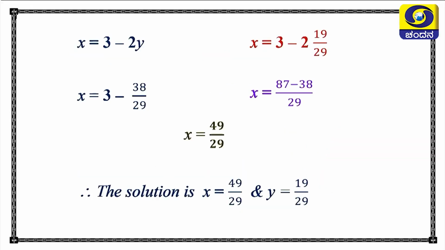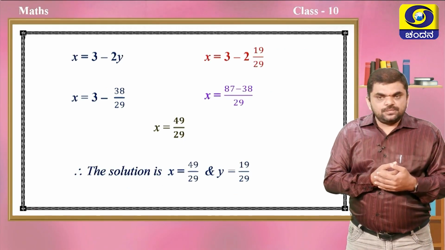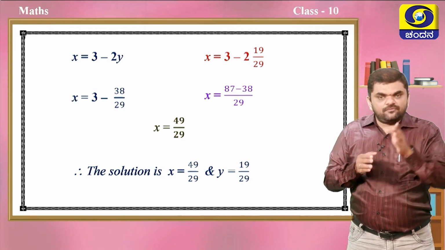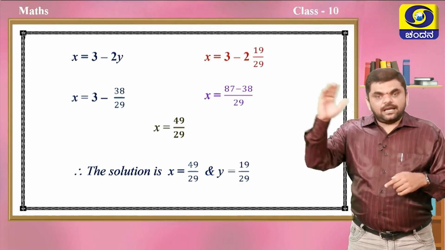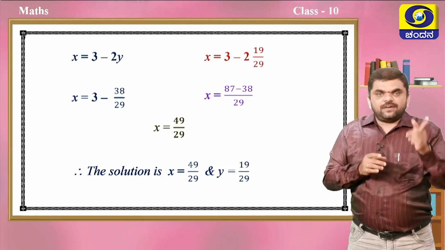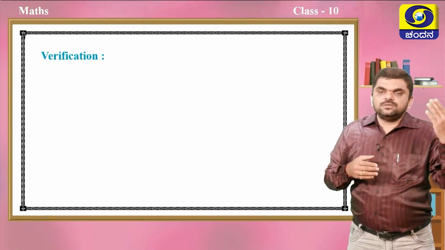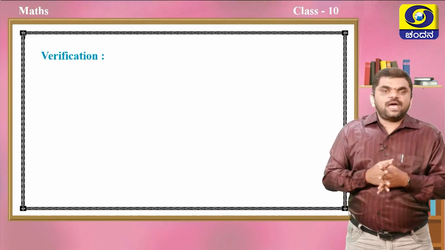So the solution of these equations is x is equal to 49 by 29 and y is equal to 19 by 29. Children, this is called substitution method. What do you mean by substitution method? We are going to substitute the value of x of one equation in another equation, so that we will get the value of y. After getting the value of y, we are going to substitute the value of y in one equation, so that we will get the value of x also.